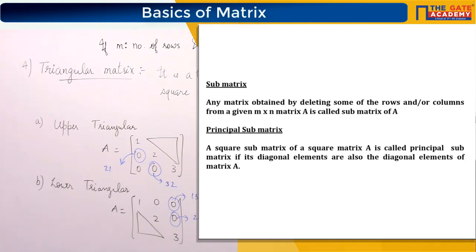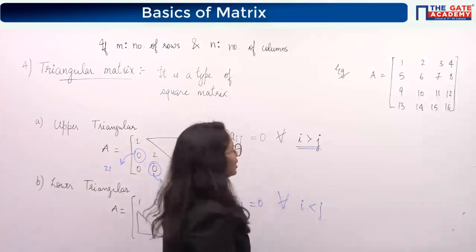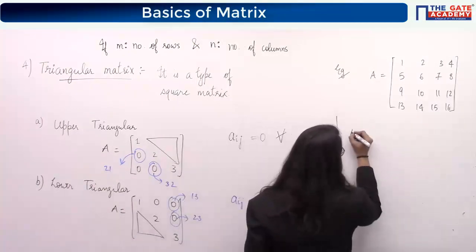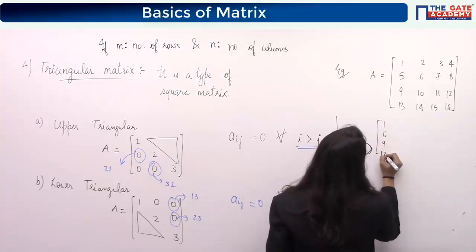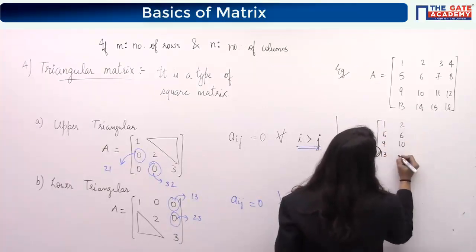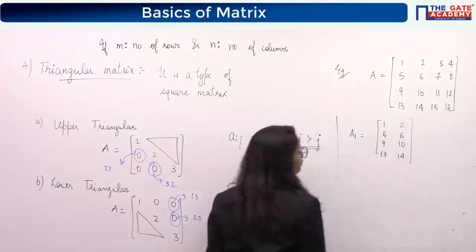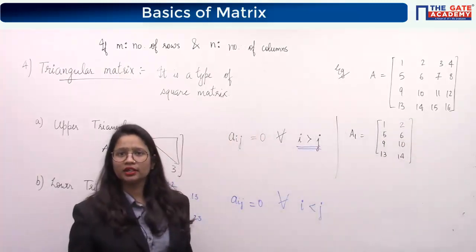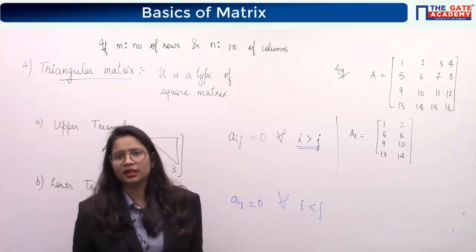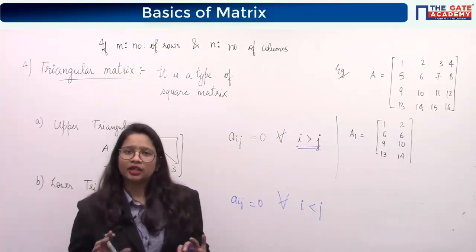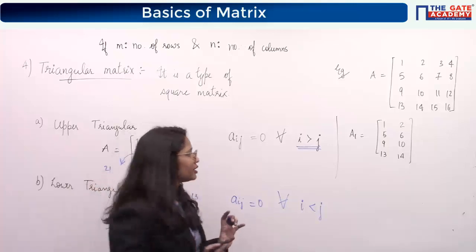There is a matrix of order 4 cross 4. If I want to find any submatrix, let's first say A1: 1, 5, 9, 13, 2, 6, 10, 14. This is one of the submatrices where we have deleted 2 columns but no rows. What is a submatrix? Just a part of your initial matrix. It should be a part of your initial matrix, like this one.